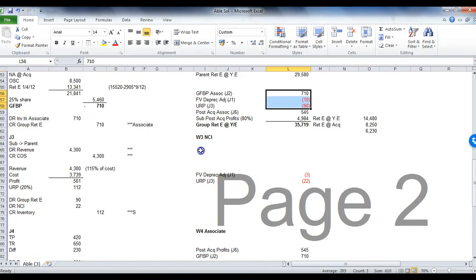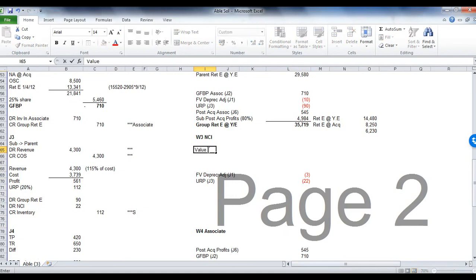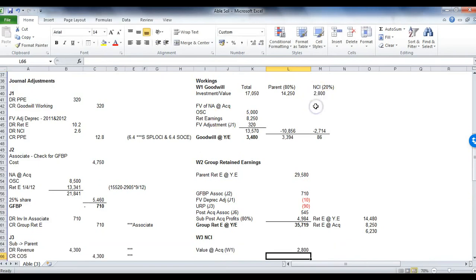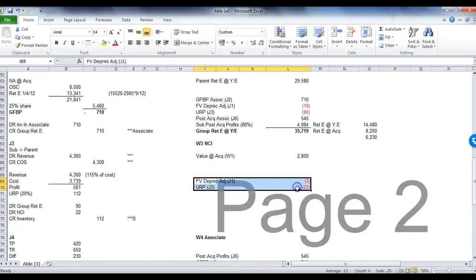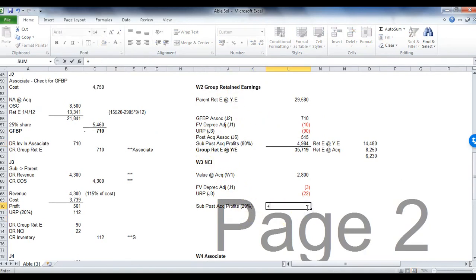Same for the NCI. So again, I've probably left too much space here, but you're better to have too much space than too little. Your starting point for the NCI is always the value at the acquisition. So that's coming from working 1. Because we initially valued the NCI at fair value, 2.8. We have the relevant adjustments that we've done already. We've only 2. And what we also have to bring in then is the sub's post-acquisition share again. So in this case, they're going to get 20%. So you divvy up 80% to retained earnings, and the final 20% then will go to the NCI.